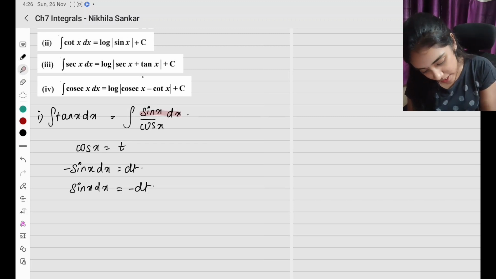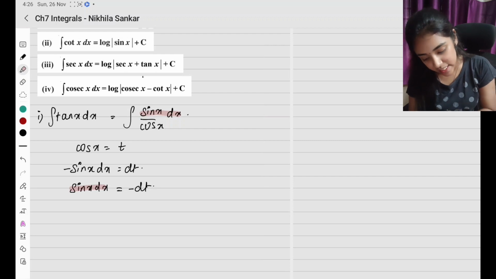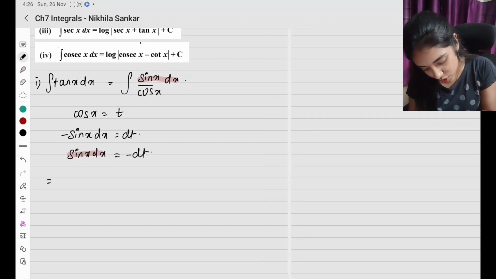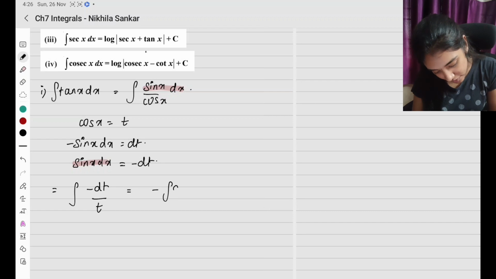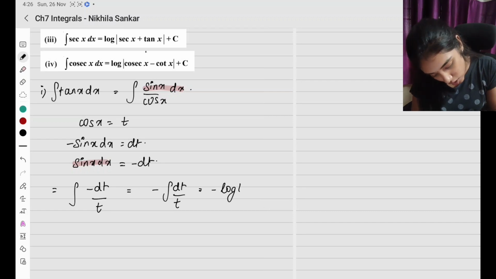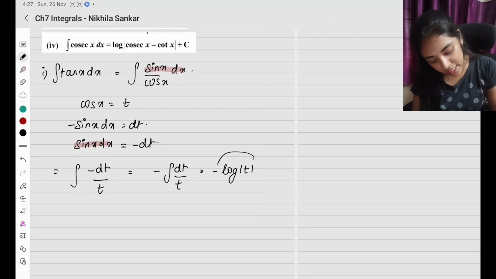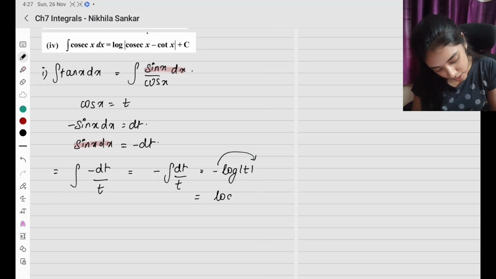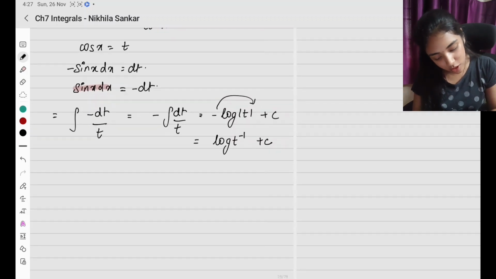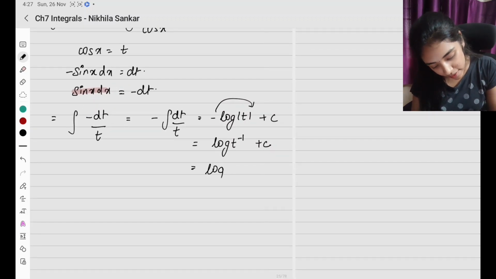So, what substitution can I make? In place of sin x dx, I can substitute dt. So how will my question change? It is going to look like integral minus dt divided by t. The minus comes outside. dt by t, which is going to be minus log mod t. Now if I take this minus up, what happens? I'll have log of t to the power minus 1 plus c. What is log of t to the power minus 1? I'll have log 1 by t plus c.